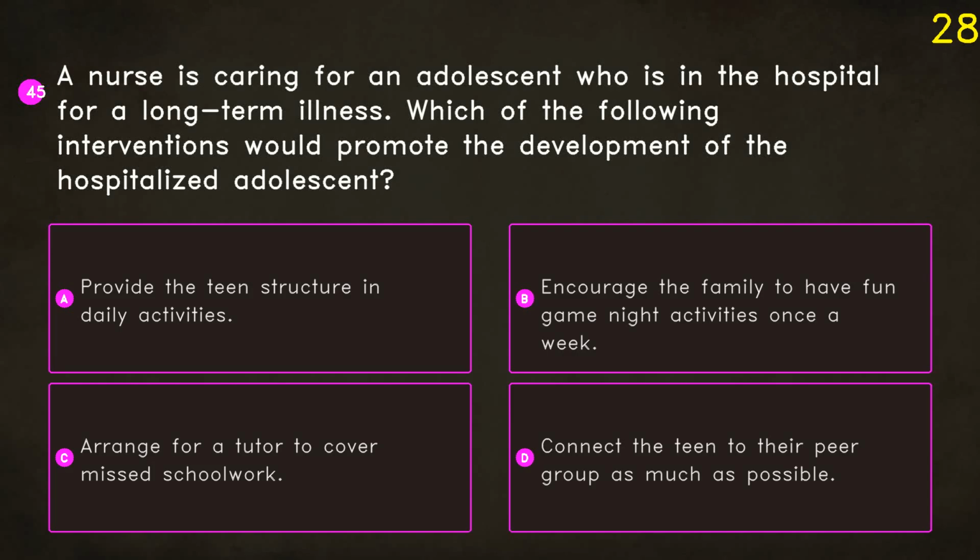Question 45. A nurse is caring for an adolescent who is in the hospital for a long-term illness. Which of the following interventions would promote the development of the hospitalized adolescent? A. Provide the teen structure in daily activities. B. Encourage the family to have fun game night activities once a week. C. Arrange for a tutor to cover missed schoolwork. D. Connect the teen to their peer group as much as possible.